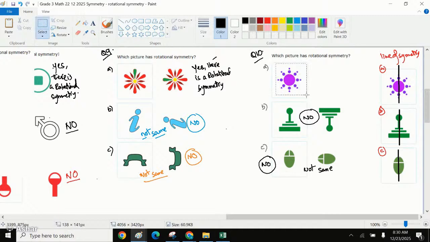But what about option A? If we have this, even after rotating this, if this was marked as red, even after flipping it upside down, yes, this has a rotational symmetry because the shapes are the same. They look the same. So if they look the same, that means even after rotation they look the same. That means there is a rotational symmetry. Agreed? Yes. Okay.